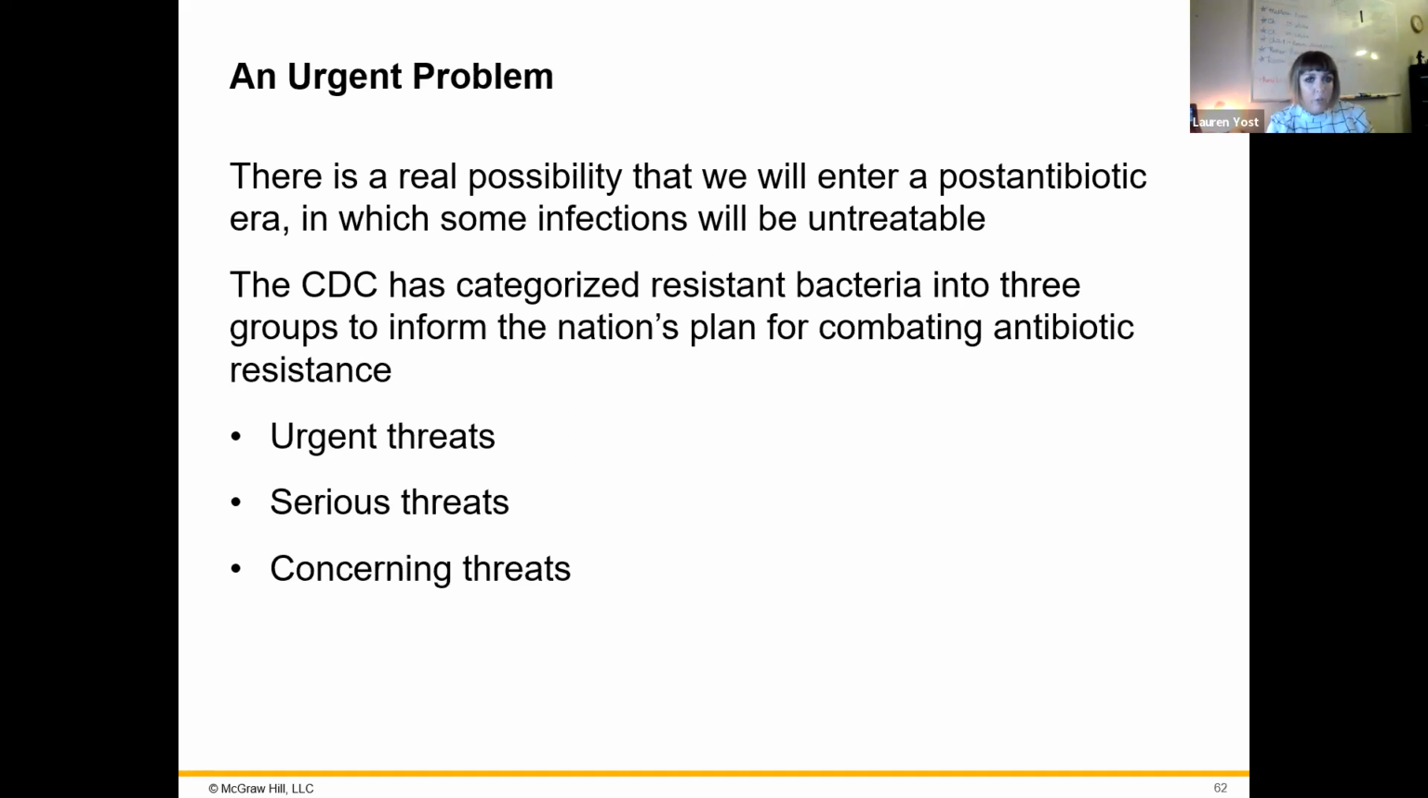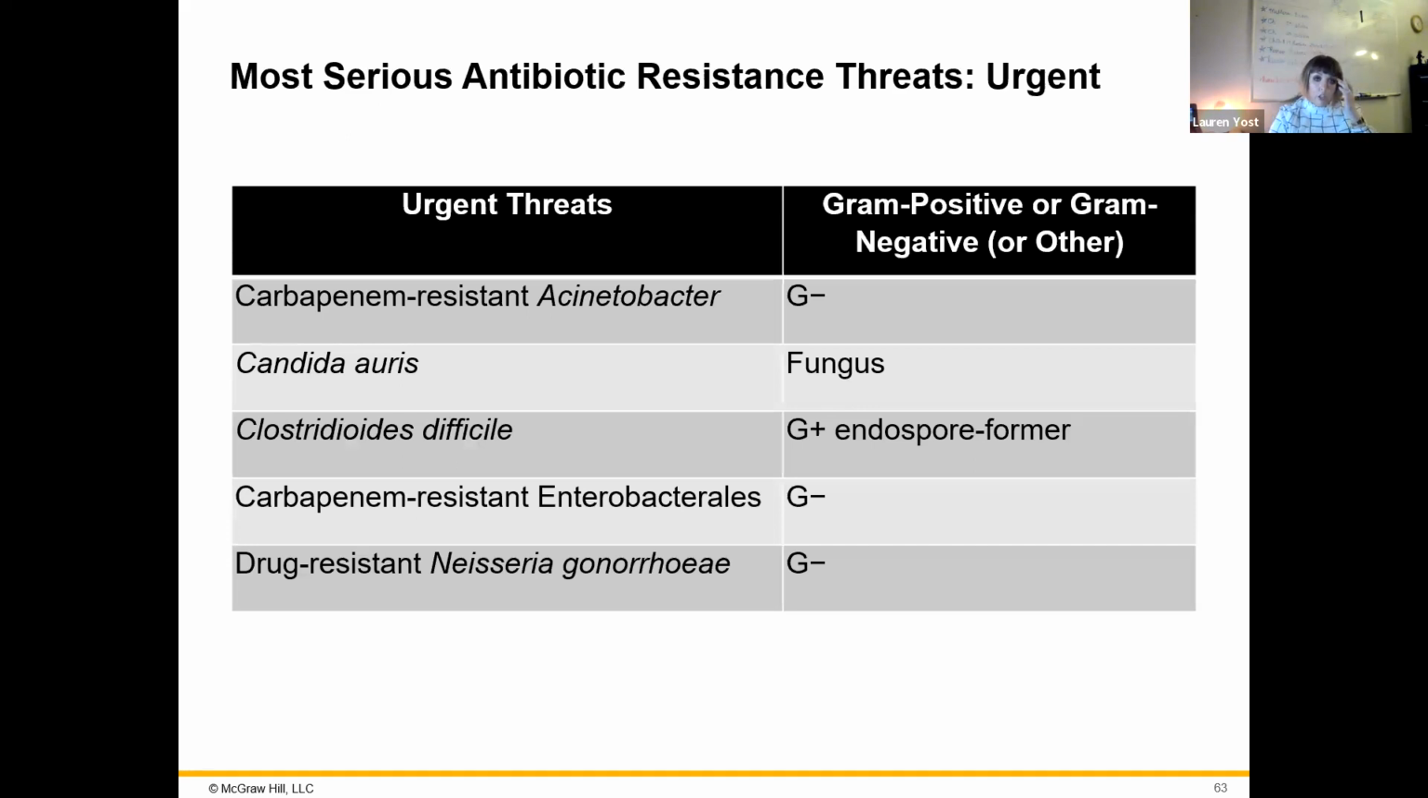We have the urgent threats, which are the worst, the serious threats, and then the concerning threats that are less serious. Our urgent threats, these are the worst ones. Carbapenem resistant Acinetobacter. I don't know much about these, but I know that carbapenem is like a last line defense antibiotic. So that's a bad deal. And then we have Candida auris, which is a fungus, and Clostridioides difficile, so that's C. diff. We have C. diff becoming resistant to certain antibiotics.